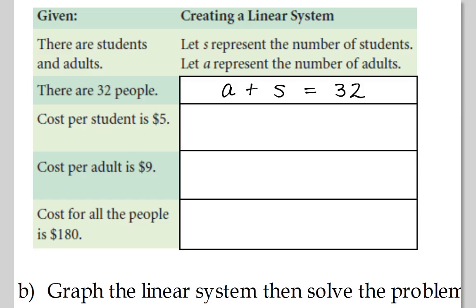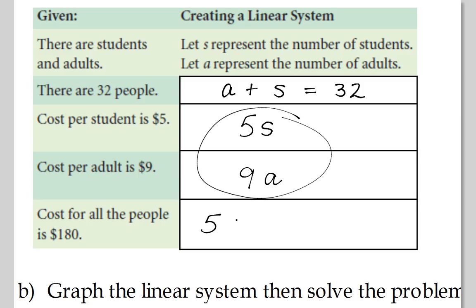So there's one idea about people, and then the other idea is about cost. So we already talked about this. $5 for a student, $9 for an adult. If you put these together, 5 times the number of students plus 9 times the number of adults, that should equal a total of $180 because it's $5 per student, $9 per adult. So these are the two equations that you want to use. The stuff in between is a bit of a brainstorming step.